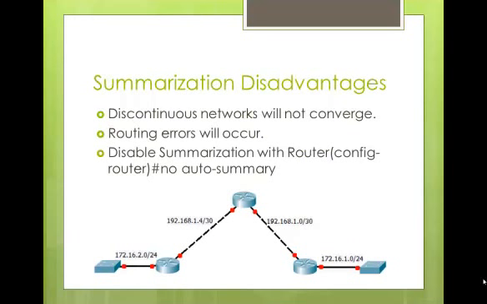It doesn't work with discontiguous networks. With that, routing errors can occur, and it's not going to work properly. So you can disable automatic summarization, and that's something that I typically always just do. Inside of the router rip configuration, you type no auto-summary, and that will disable automatic summarization and break out all the networks individually.